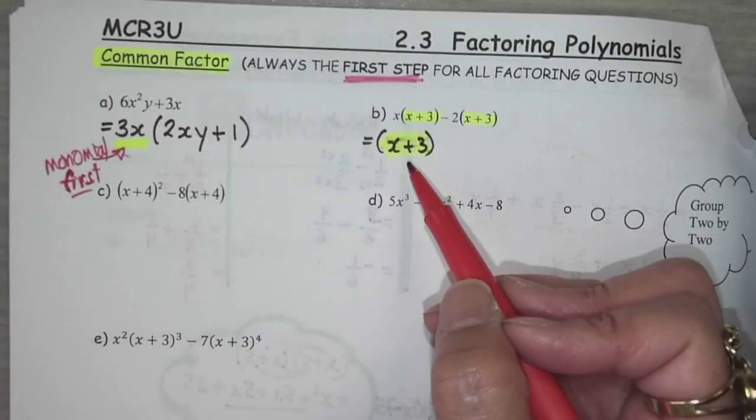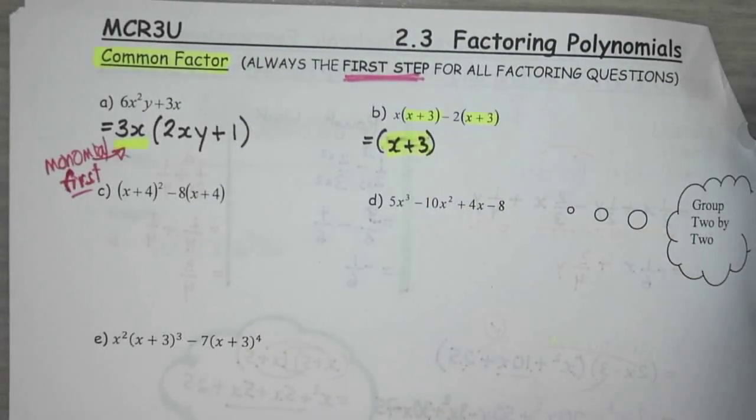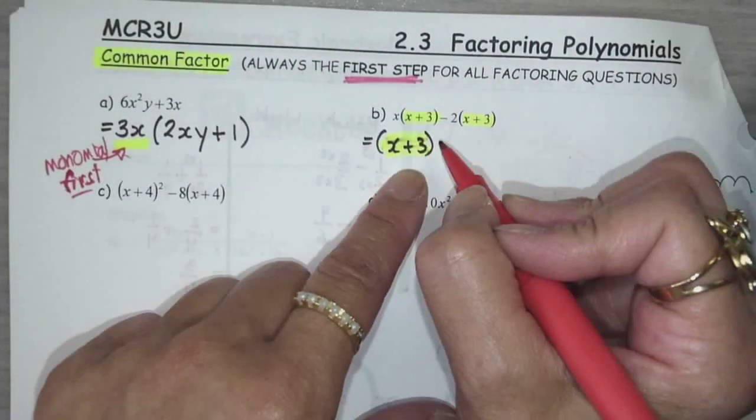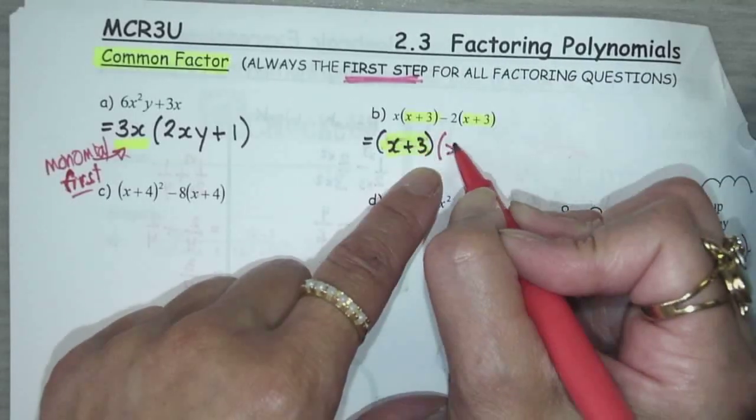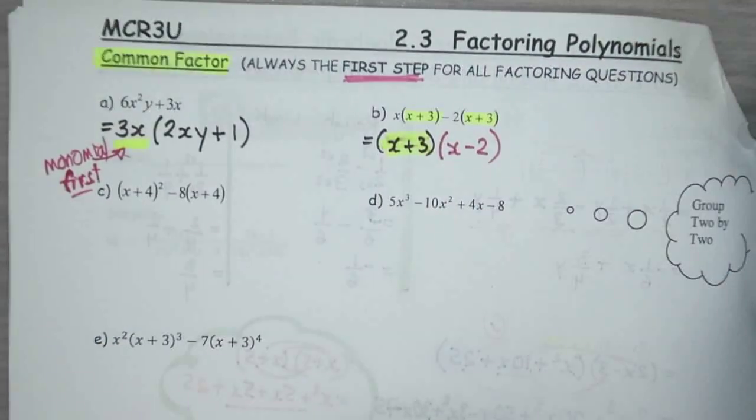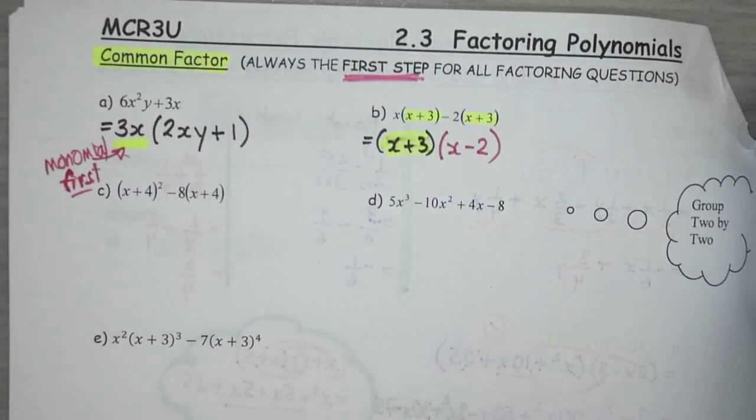So here, x plus 3, I don't care if it goes first or second. And then what you do is you write down what's left over. So if I took out the x plus 3, what's left over is the x minus 2. That's it. And it doesn't matter the order, up to you.